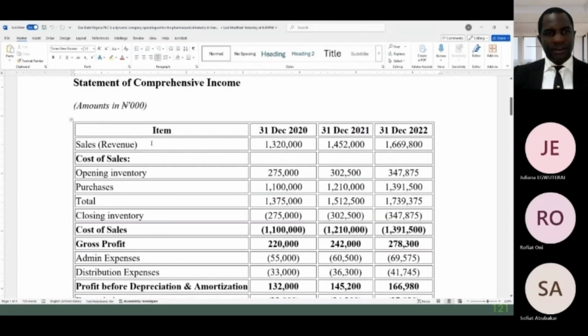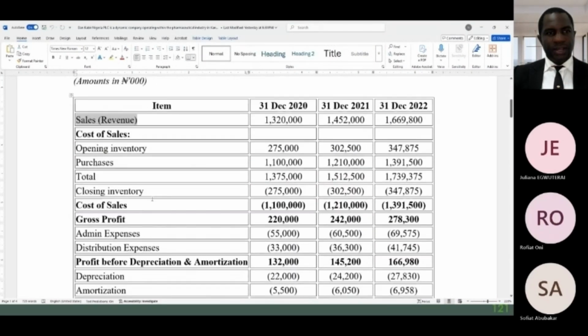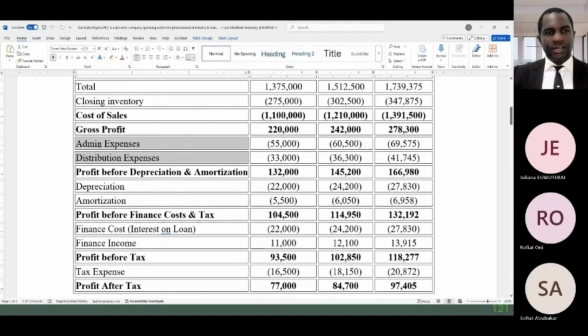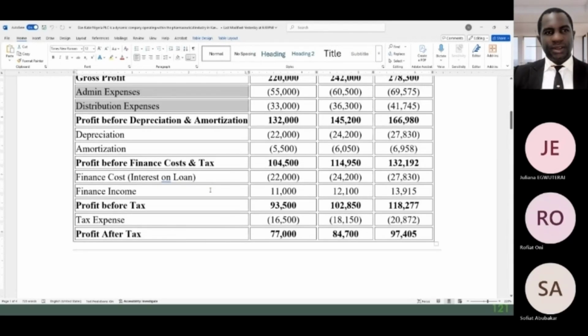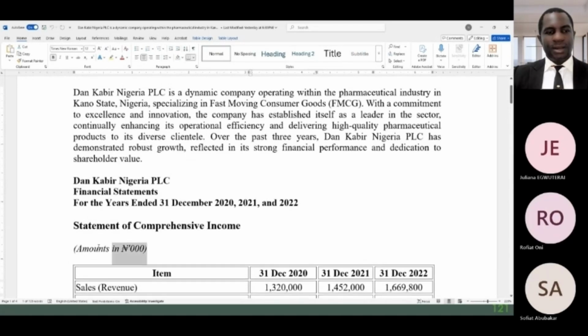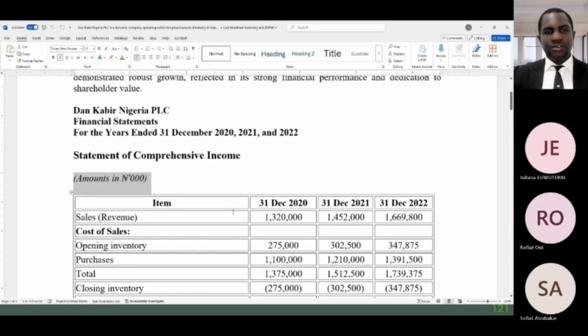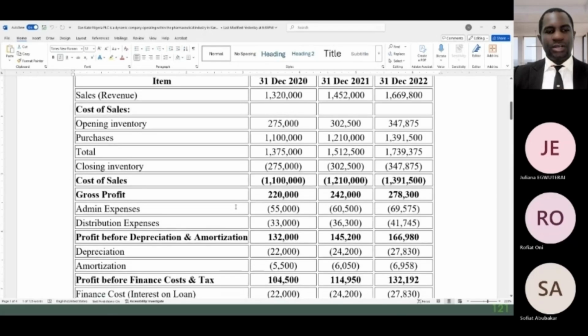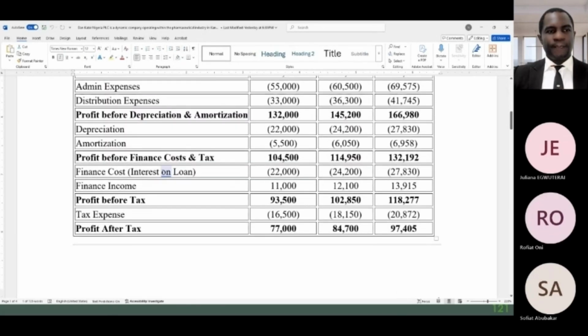Now in the SCI, we have our revenue, the cost of sales, and gross profit. We have the indirect expenses, and we have the profit before depreciation and amortization, which is 132 million. Don't forget your amounts are in thousands here. Everything you have is in thousands, 000. Take note of that under exam condition.